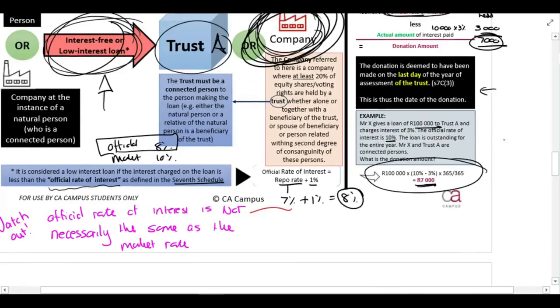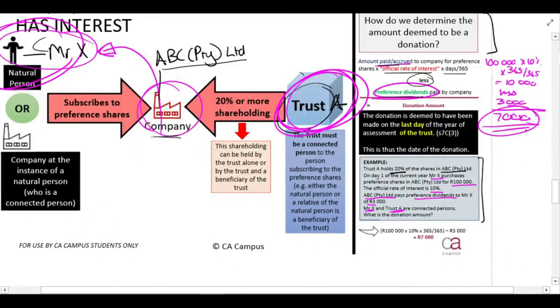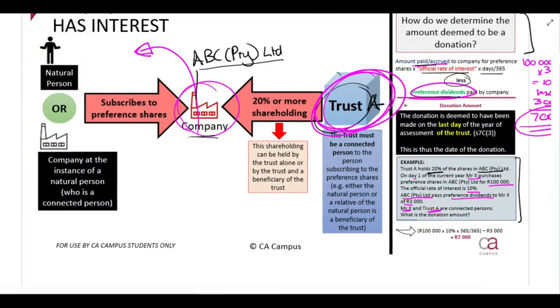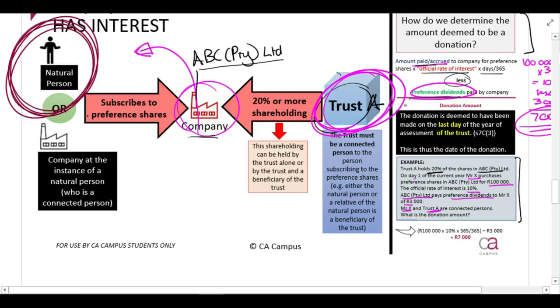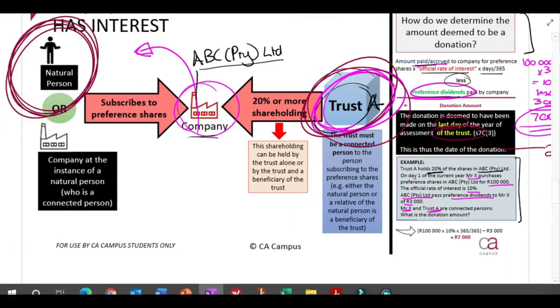I specifically made it the same amounts to try and illustrate to you that what they're trying to do works in the same way. That 7,000 is then considered a dividend, a donation paid by who again? Always by this person. On what date? The last day of this trust's tax year, which is again 28 or 29 February. That's it.